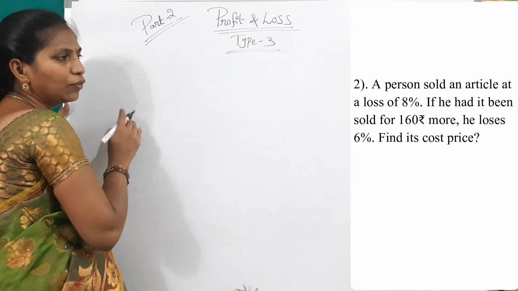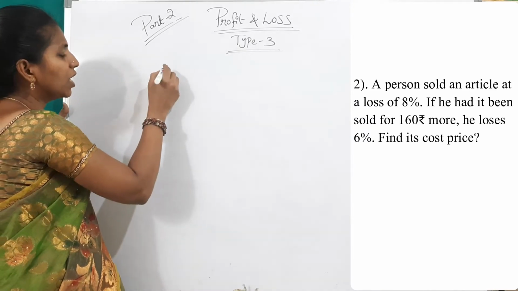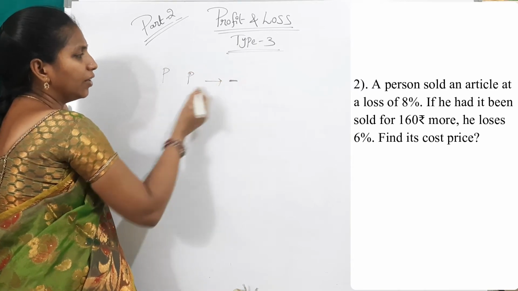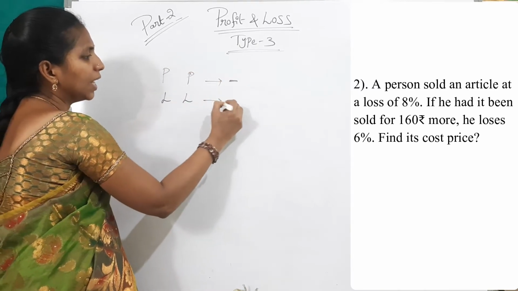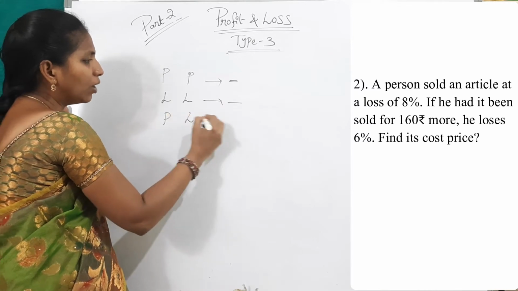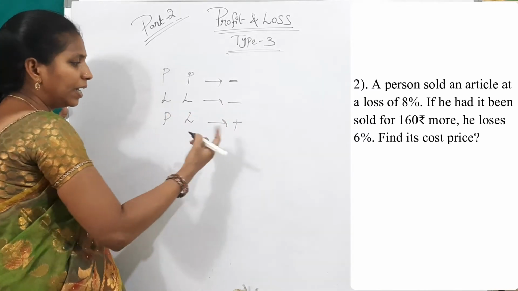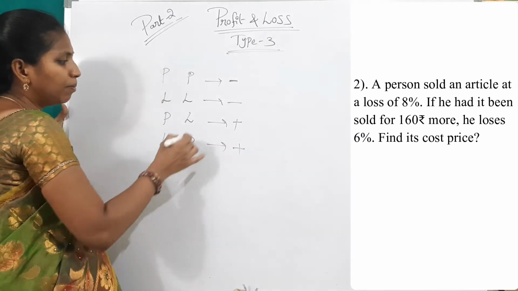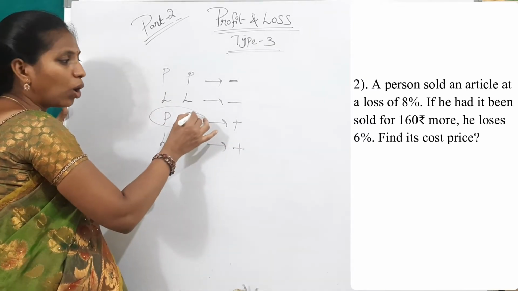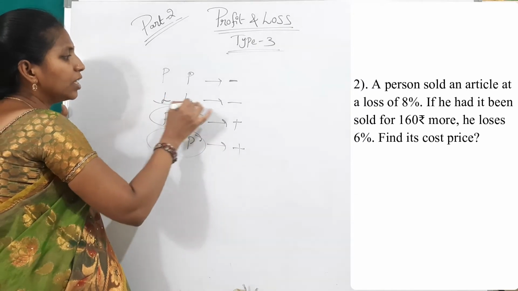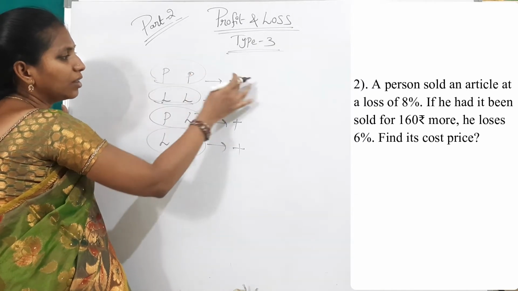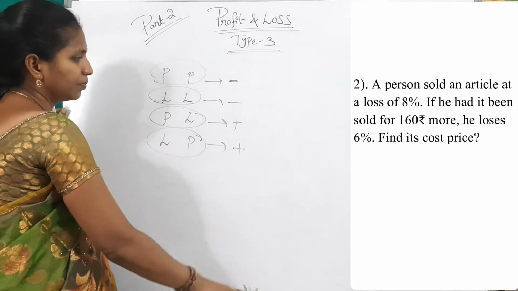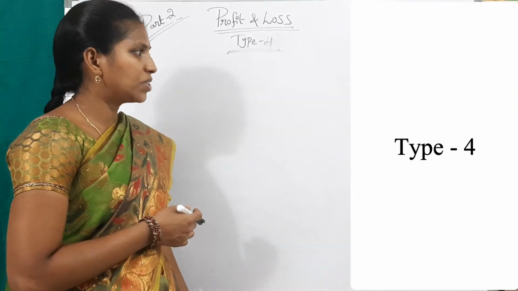Finally, if you get this type of question, then for profit and profit take the difference, and for loss and loss take the difference. For profit and loss take the addition, and for loss and profit take the addition, because these two are not like poles, they are different. These two are the same, that's why take the difference. Like poles are repulsive. Now coming to type 4 questions.